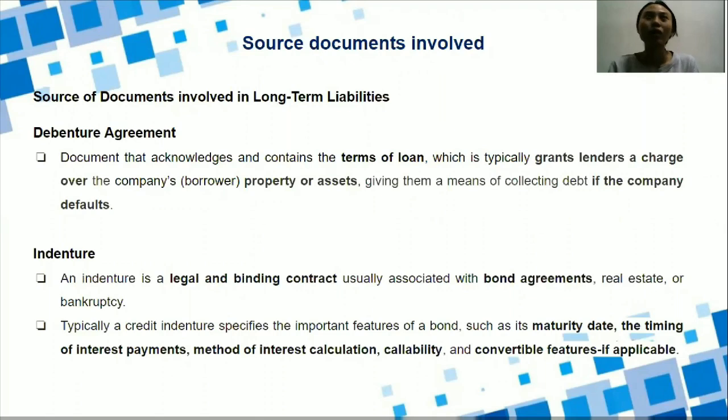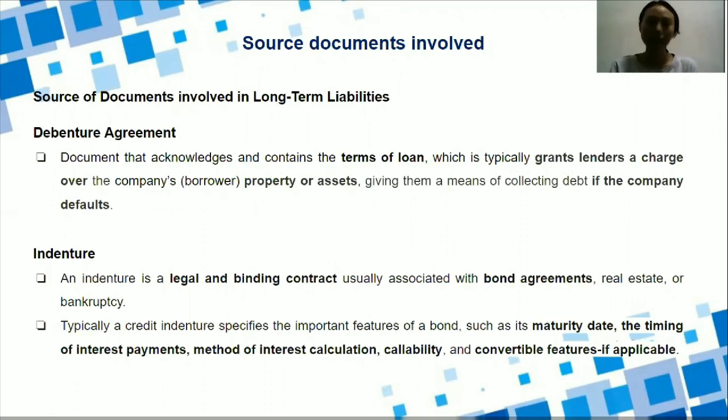Normally when a company issues debenture, they will need to have a guarantee, for example, they offer a mortgage, and then they will guarantee it on an asset. If the company defaults, meaning that it fails to pay off the debenture, the lender can charge over the company's property or asset.